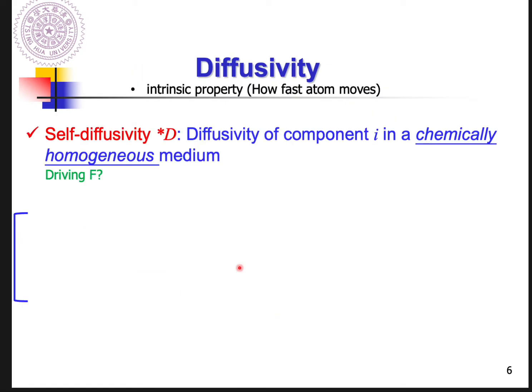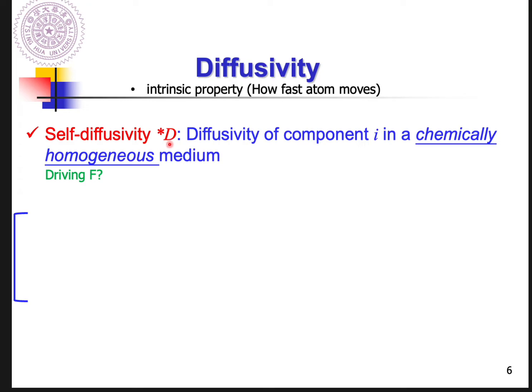Right? So next we are going to talk about three different types of diffusivity, based on different material systems and different reference coordinates. And diffusivity, as you know, is one of the intrinsic material properties, and you can use it as an indicator to describe how fast diffusing atoms move through your materials. So the first one we call the self-diffusivity.